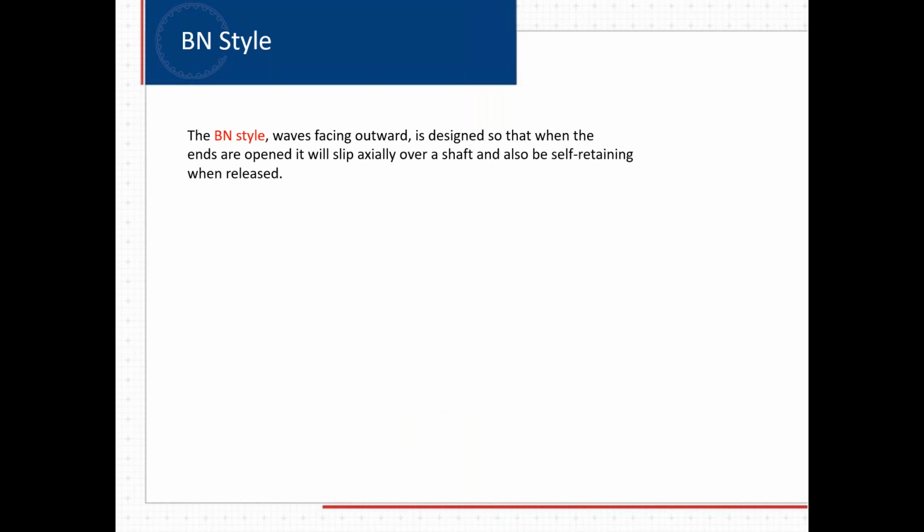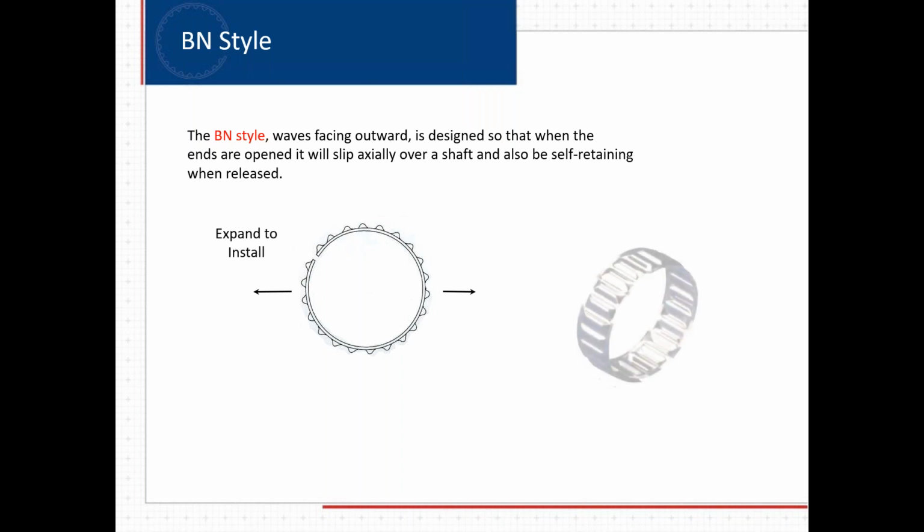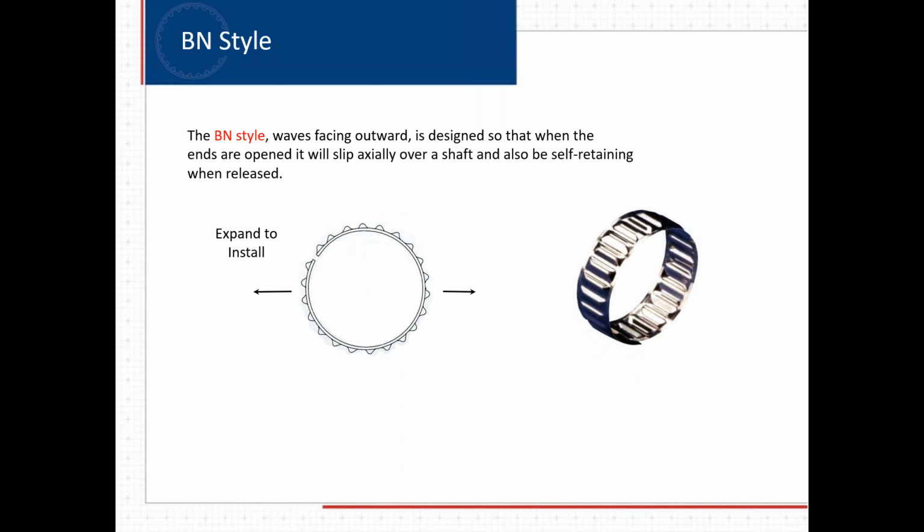then press the ball bearing into the AN style ring. BN style have the waves facing outward. They're on the outside circumference. And they're installed by slipping the BN style ring axially over a shaft. And they tend to be self-retaining when released. So to install them, you would just slightly expand them, slide them axially onto the shaft, and the BN style rings will typically have an overlap of their ends, or the ends will touch in the free state.